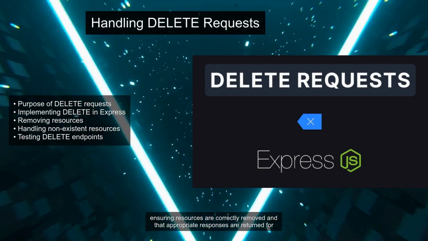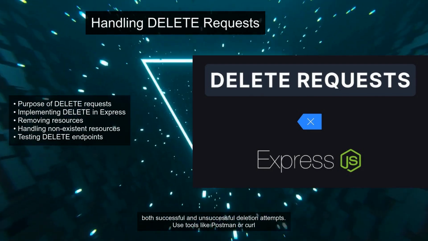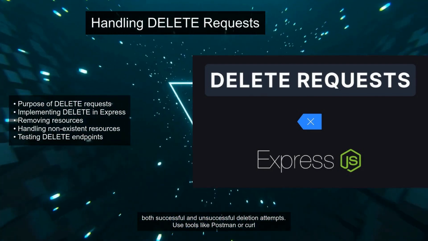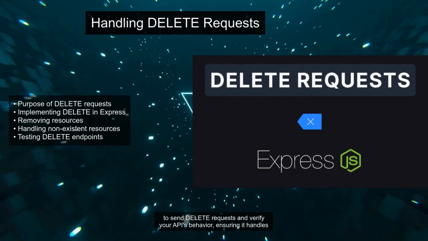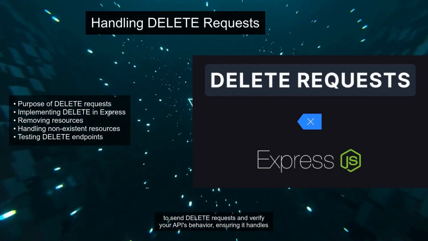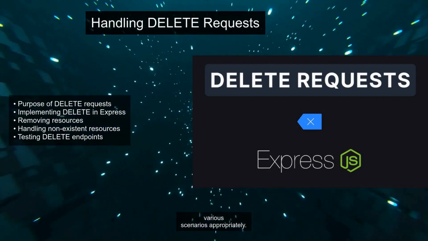Testing DELETE endpoints involves ensuring resources are correctly removed and that appropriate responses are returned for both successful and unsuccessful deletion attempts. Use tools like Postman or curl to send DELETE requests and verify your API's behavior, ensuring it handles various scenarios appropriately.